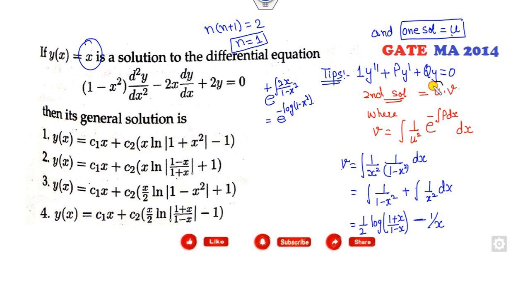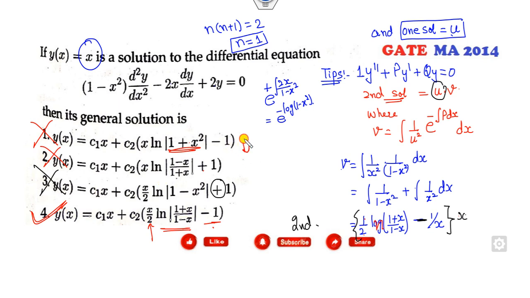Now if you multiply this by u, what will happen? This will give you the second solution. So the second solution will be minus 1, plus x over 2 ln of this, and you can see this ln is the right answer. So the fourth option, that is D, is my correct answer.